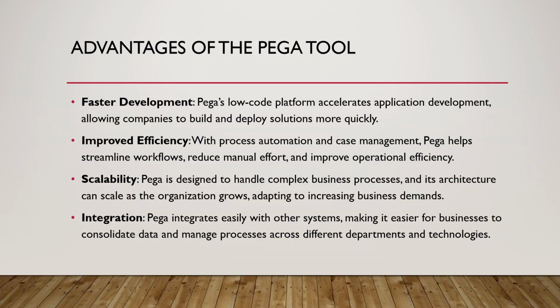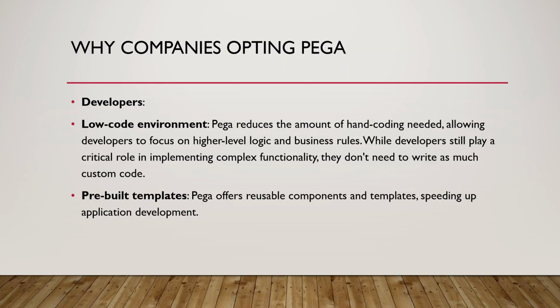Next one. Why are companies opting for Pega? Let's consider you are a company and you have two projects that need to be developed. This is very important, because each and every company will think of saving money. Let's consider if you want to develop an application in .NET, you need front-end developers and you need back-end developers. But in Pega, there is nothing like front-end or back-end. Each and every development can be performed by a single person.